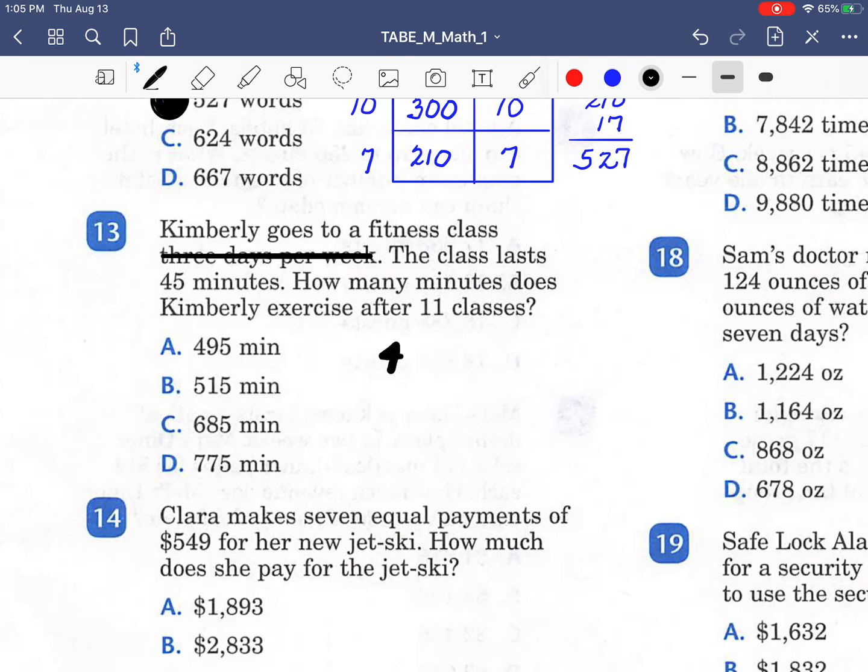So 45 times 11, 1 times 5, 1 times 4, put a 0 down and move over, and then you get that same pattern again. Add those, and you get A for your answer to number 13. The area model will work just fine if you prefer that way.